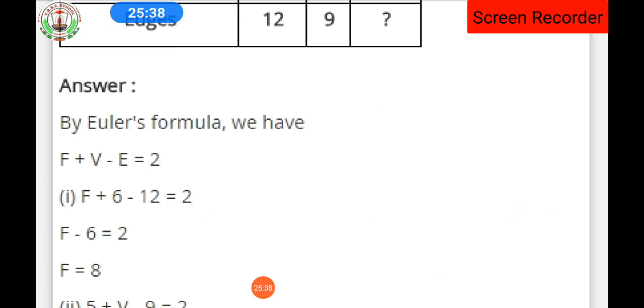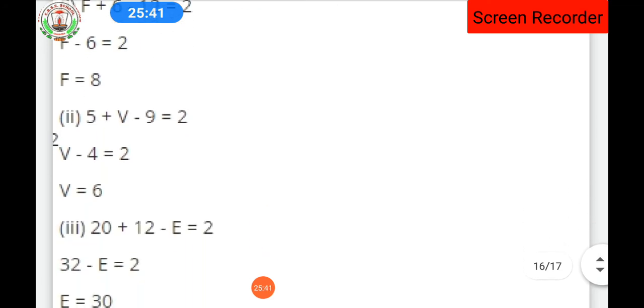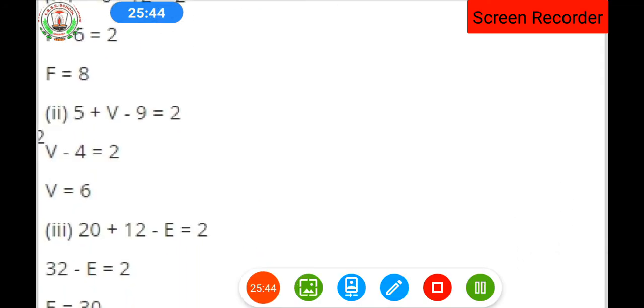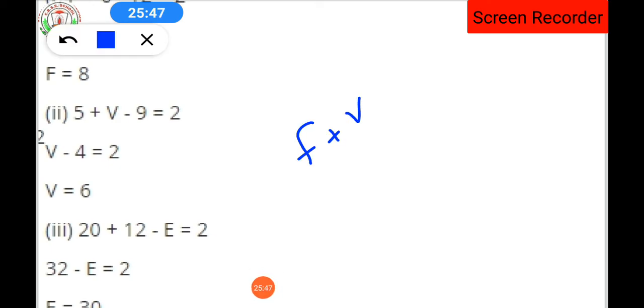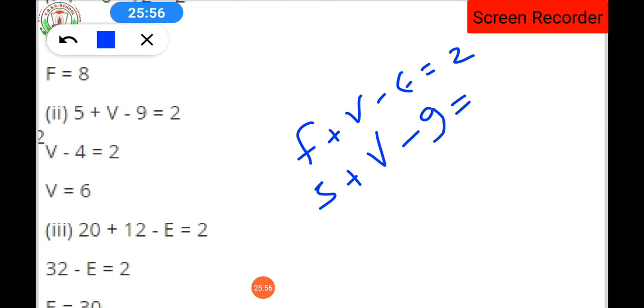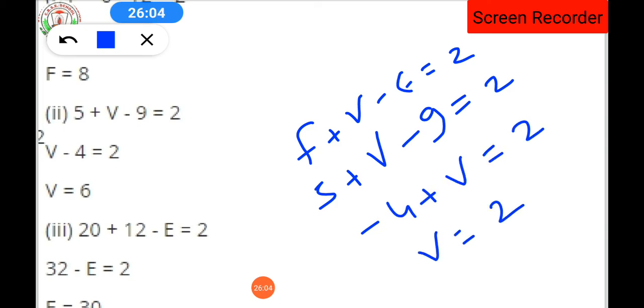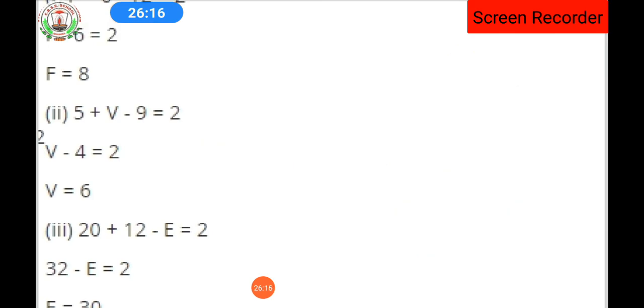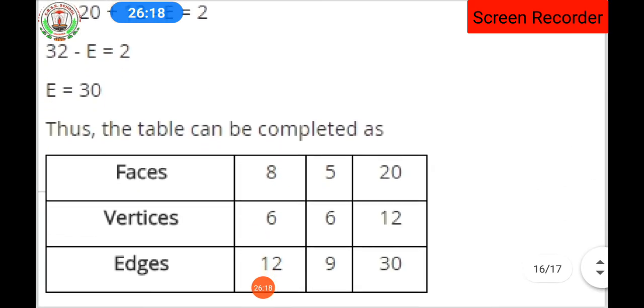Clear everyone? In the same way, in the second part of the question, it is asked to find the vertex, isn't it? So what is the Euler formula? F plus V minus E is equal to 2. Face is given 5, vertex we have to find, edge is given 9, and it is equal to 2. So plus 5 minus 9 will be minus 4 plus V is equal to 2. So V is equal to 2, and when minus 4 is transposed from the left hand side to the right hand side, it will become plus 4. So V is equal to 4 plus 2 will be 6. So the answer will be 6. In the same way, you have to find the edge also. So the edge will be 30.